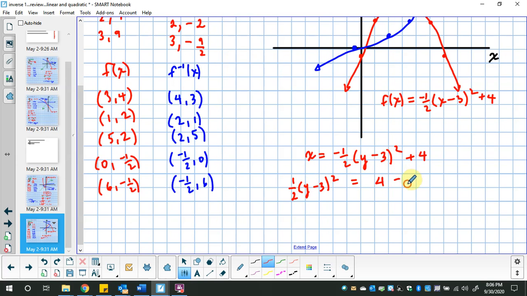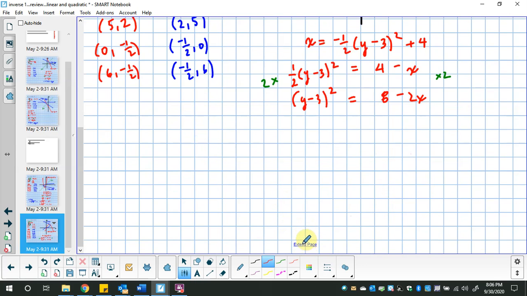Totally not technical math speak. Take the x over, subtract it. So this is a divided by 2. So I'm going to times by 2 times by 2. And if I times by 2 over here, that is 8 minus 2x. If I times by 2 over here, I'll have 1 bracket y minus 3 squared. I'm not putting the 1 down because I'm lazy and I don't actually want to show the division with a 1. Here's that little 2.